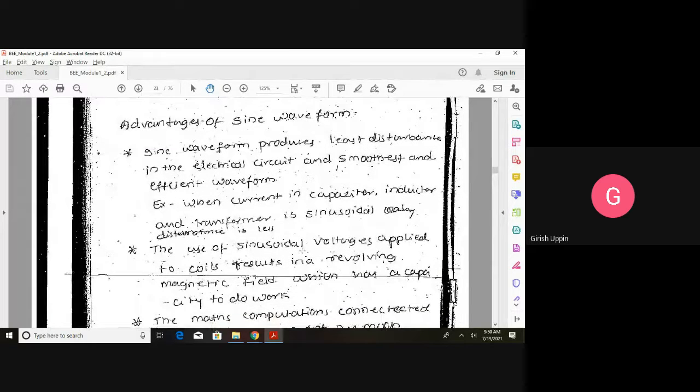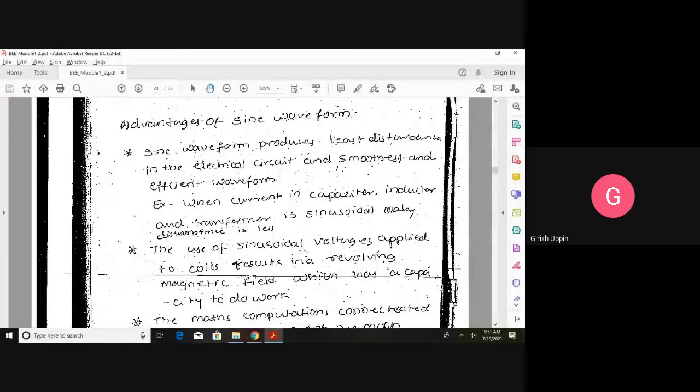What is the advantage of the sine waveform over other waveforms? We are using the sinusoidal waveform all over the world. Wherever power is generated, it is alternating, and we are generating a sinusoidal waveform. We are not generating any other kind of waveform, not a triangular waveform or a square waveform.